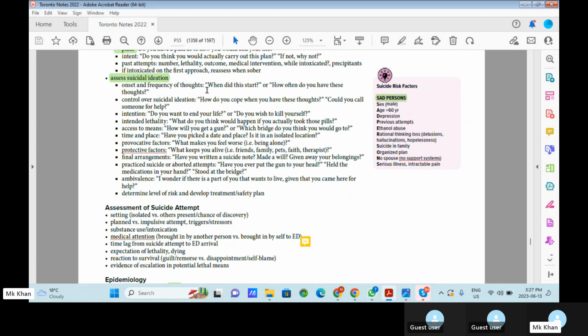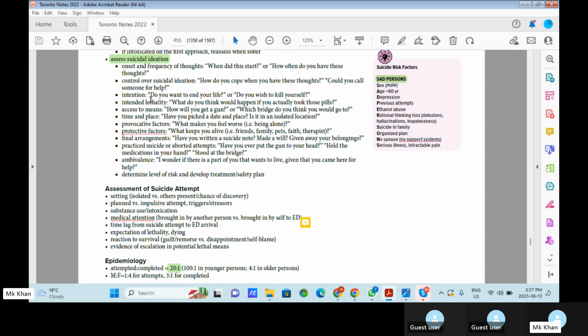Assess the suicidal ideation. Onset and frequency of thoughts: when did this start, or how often do you have these thoughts? Control over suicidal ideation: how do you cope when you have these thoughts? Basically we are assessing the patient's capacity, how he is managing all these thoughts. And then intention: do you want to end your life? Do you want to kill yourself? Intended lethality: what do you think would happen?